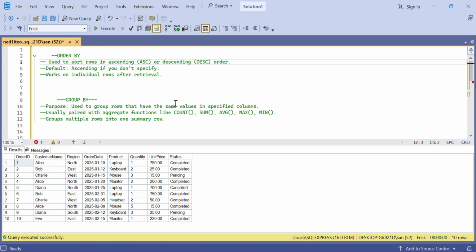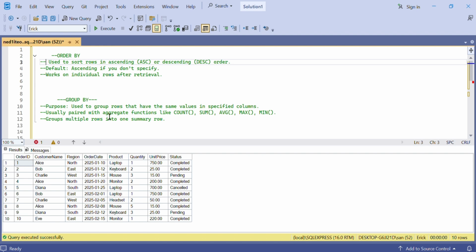By the end of this video, you'll know how to sort your data or results in ascending and descending order. You'll know how to group rows together with aggregation functions. You'll write SQL queries that reveal meaningful insights. So let's jump in.